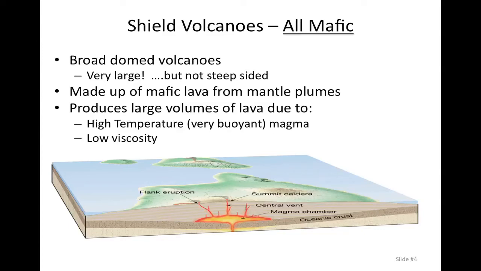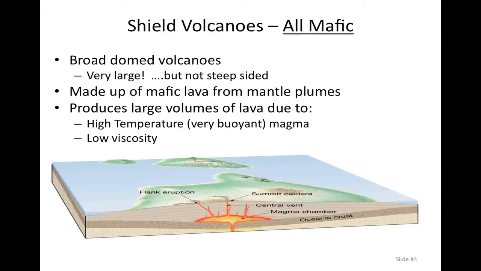In contrast to the stratovolcano, which is basically made up of all the different compositions we've talked about except ultramafic, so the composite cone, or stratovolcano, is made out of mafic, intermediate, and felsic rocks, shield volcanoes are strictly mafic. There is no variation in the composition. I'll repeat that one more time. Shield volcanoes are all mafic.